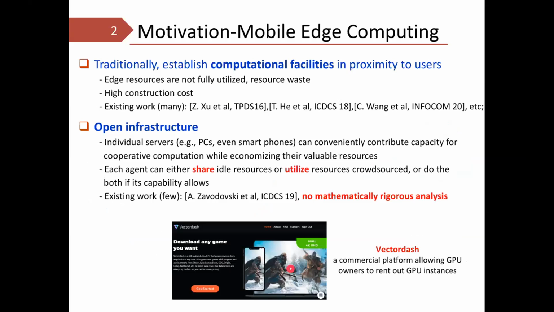A common practice for improving capacity is to establish computational facilities in proximity to users, but it may cause resource waste or high construction cost. This motivates us to design an open infrastructure, where individual servers like PCs or even smartphones can conveniently contribute to capacity while economizing their valuable resources. One example is VectorDash, a commercial platform allowing GPU owners to rent out GPU instances. Note that each agent can either share idle resources, utilize crowdsourced resources, or do both if its capability allows.